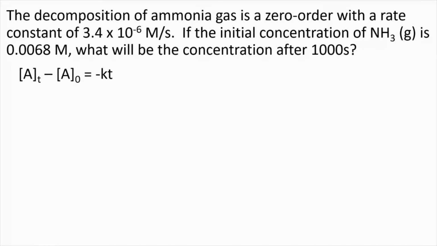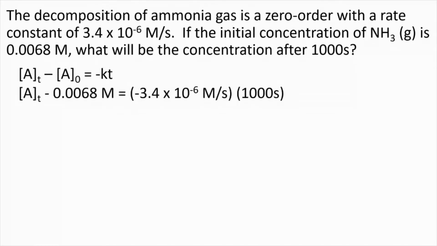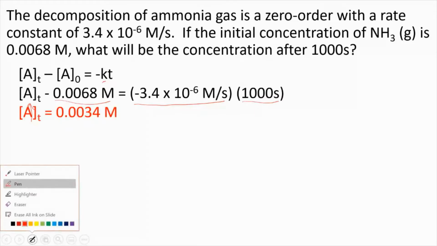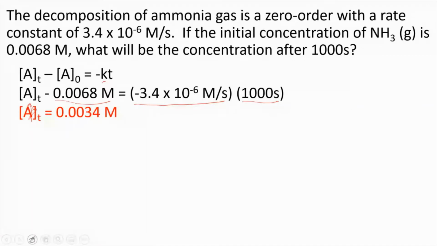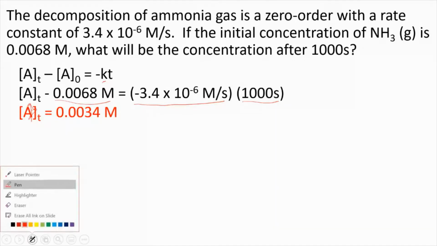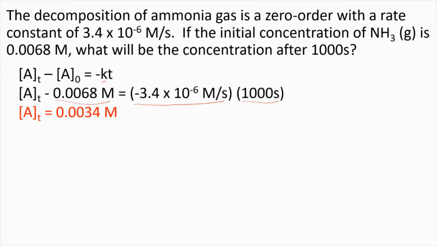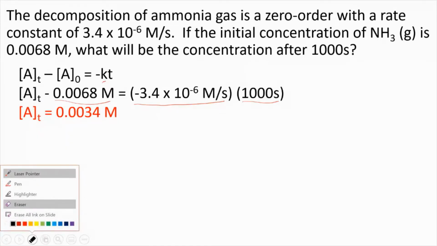So here is my formula for this zero order. And now I'm going to simply plug in my values. I'm looking for my final concentration. I know my initial concentration. I know my rate, k, and I know my time. So I can simply solve, and I find that [A]t, which is our final, is 0.0034 molar.